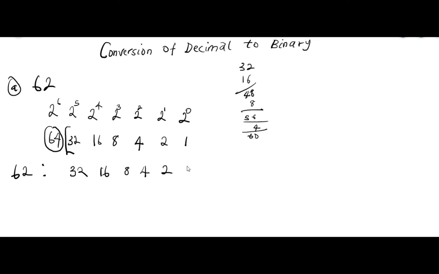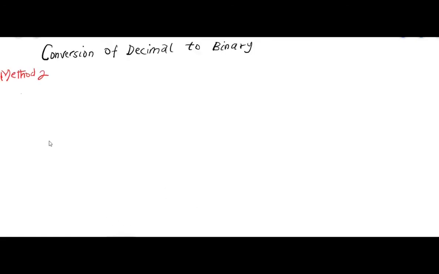So we have our 1, because normally it should start from 1. We made use of 32, let's turn it on. We made use of 16, let's turn it on. We made use of 8, let's turn it on. We made use of 4, let's turn it on. We made use of 2, let's turn it on, and we didn't use 1, so let's turn it off. So 62 equals 111110 in binary.